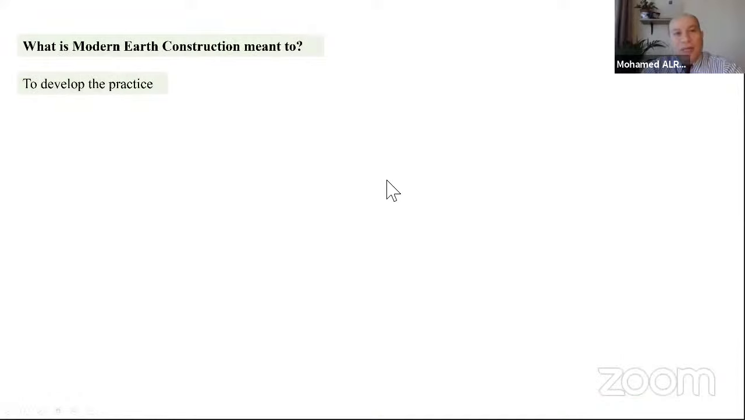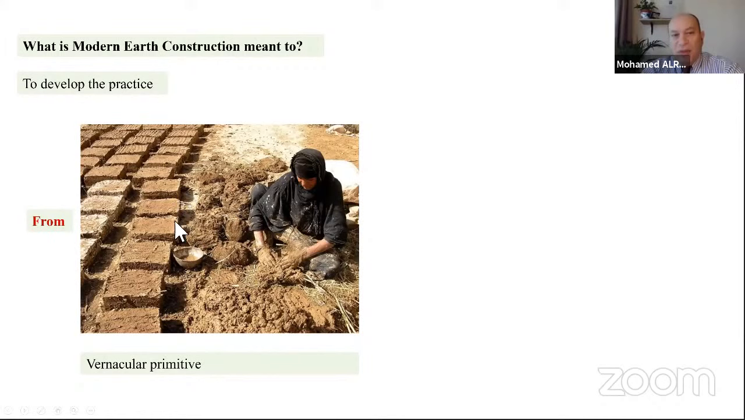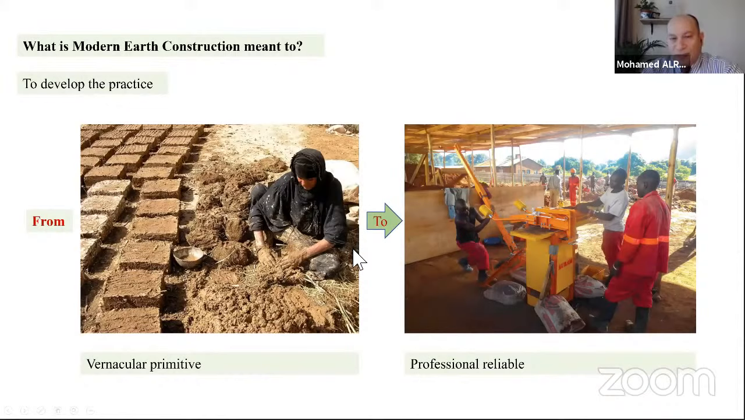And what can it do and mean, really? I think modern earth construction means developing the practice from the vernacular primitive, as most of you presented yesterday, and some of you presented today, the Adobe technique, to be professional and reliable. And what about the material?